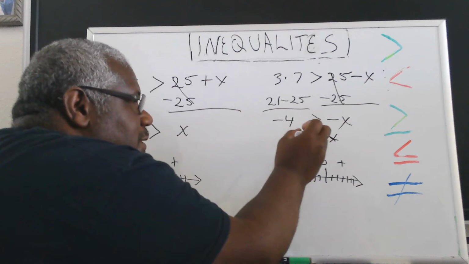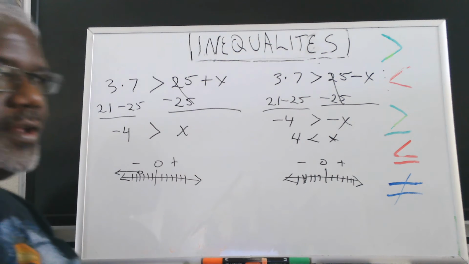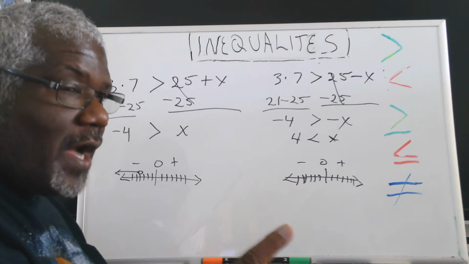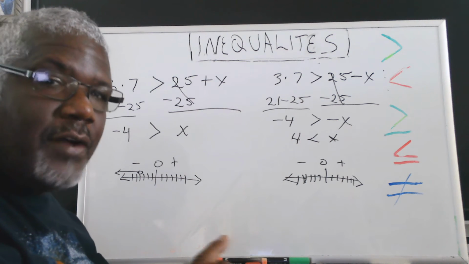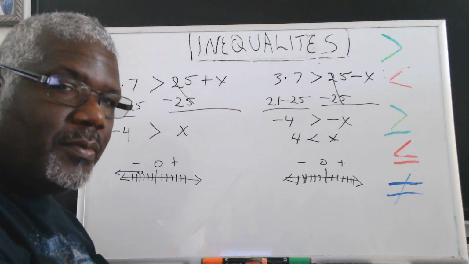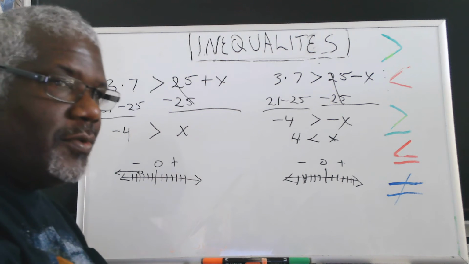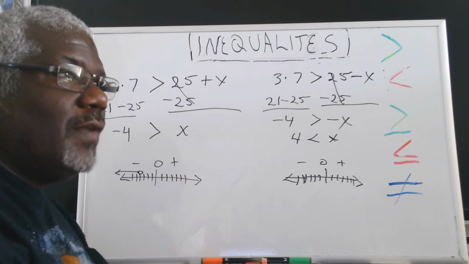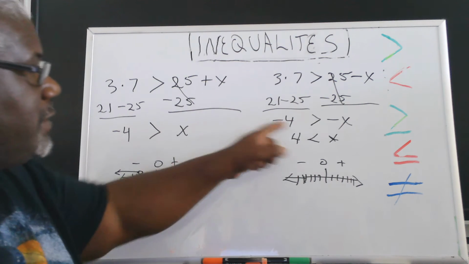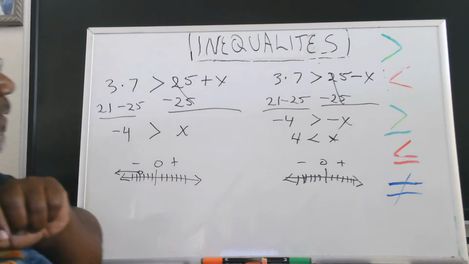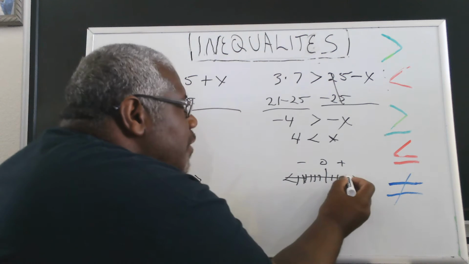Change the signs, change the symbol. That's one reason why you cannot have a negative variable as a final answer. How do you chart a negative variable? Variables, you can have a negative variable, but not as a final answer. Change the signs, flip the symbol. So now you would be here.